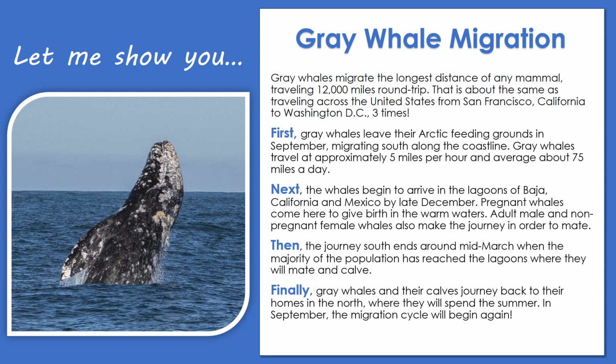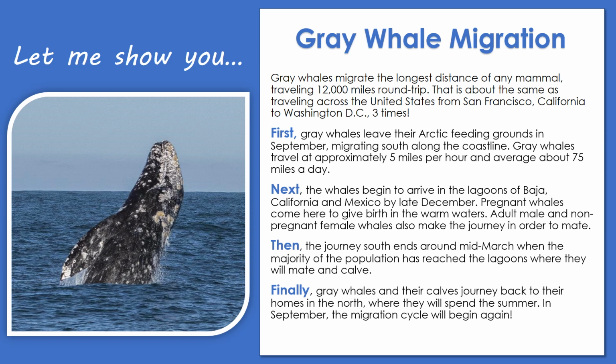That is about the same as traveling across the United States from San Francisco, California to Washington, D.C. 3 times. First, gray whales leave their Arctic feeding grounds in September, migrating south along the coastline. Gray whales travel at approximately 5 miles per hour and average about 75 miles a day. Next, the whales begin to arrive in the lagoons of Baja California and Mexico by late December.